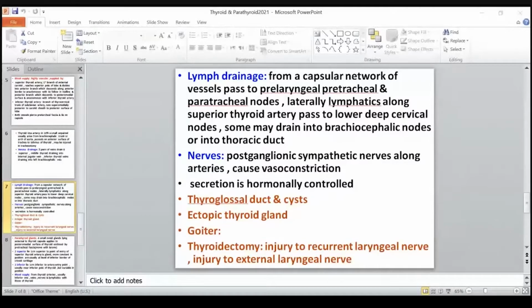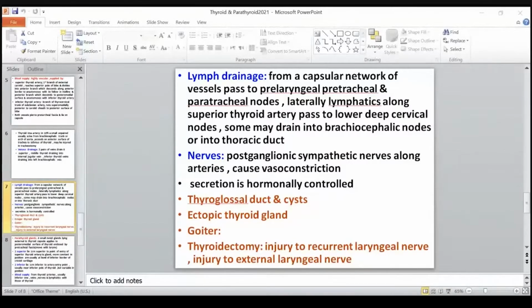These might undergo metaplasia and become malignant cells because they are subjected to trauma all the time when eating, which might lead to metaplasia, and then usually they end with malignant changes. Ectopic thyroid gland is usually seen within the foramen cecum.